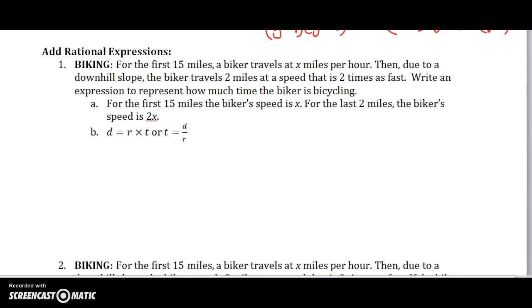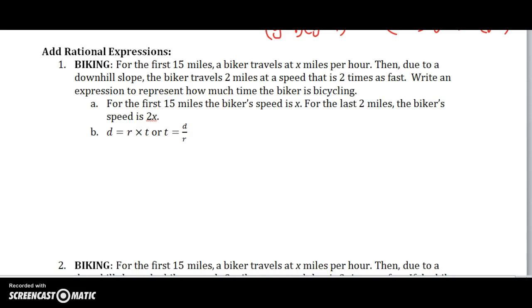Alright, let's look at a word problem. For the first 15 miles, a biker travels at x miles per hour. Then, due to a downhill slope, the biker travels 2 miles at a speed that is 2 times as fast as his first speed. Write an expression to represent how much time the biker is bicycling. Okay, so A, for the first 15 miles, the biker's speed is x. For the last 2 miles, the biker's speed is 2x.